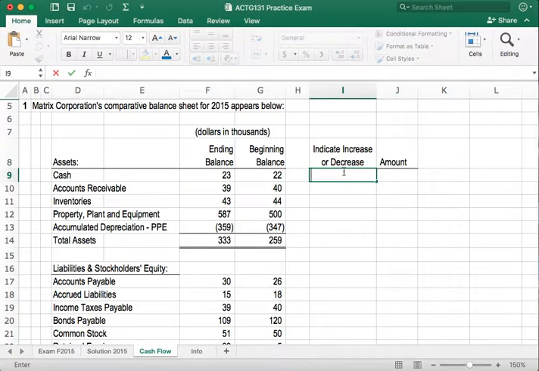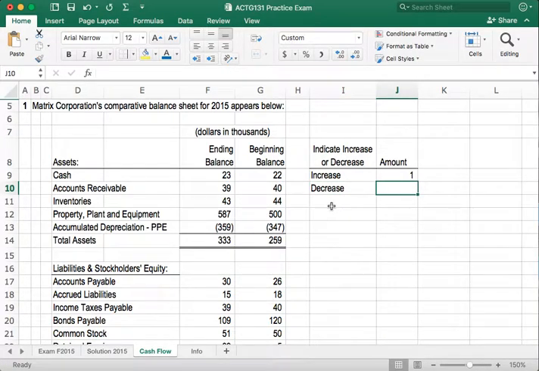The first thing I do is determine, is the balance on the balance sheet increasing or decreasing? So we're moving from 22 to 23. That's an increase. And the amount is 1, or 1,000, because this is in thousands. And I do this for every single account. So let's continue from 40 to 39. That's a decrease. And that's a decrease of 1. 44 to 43. That's another decrease of 1.